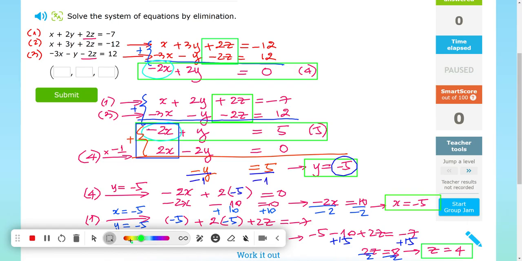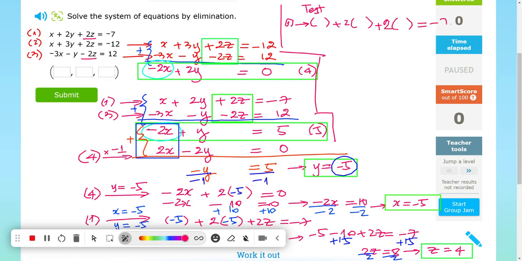Here we go. So before I submit my answer, I should test my answer. I've got my space over here, I can use this space to test. Let's test it. Equation number 1: x plus 2y plus 2z equals negative 7. I substitute x as negative 5, y also negative 5, and z equals 4. So take a look, negative 5, negative 10 here becomes negative 15, plus 8 becomes negative 7. So both sides equal negative 7.